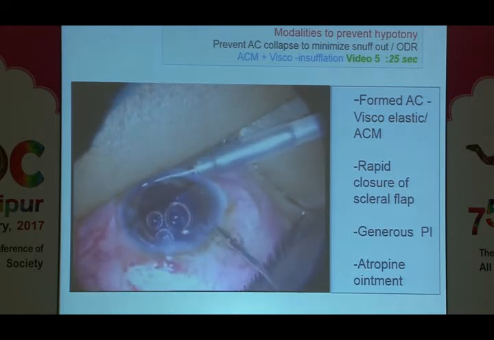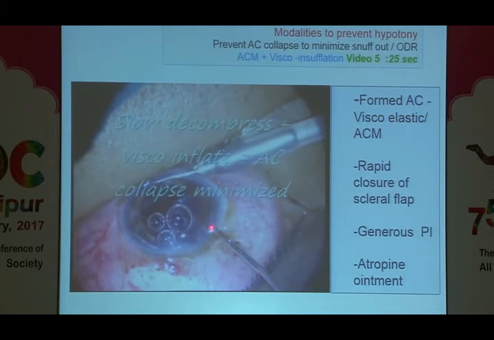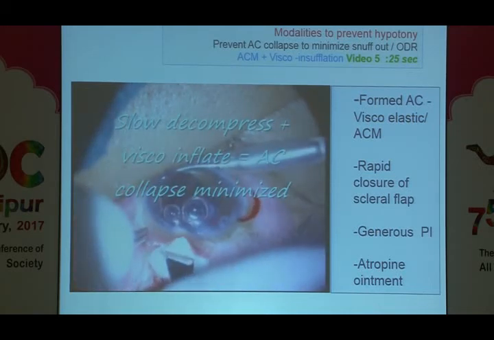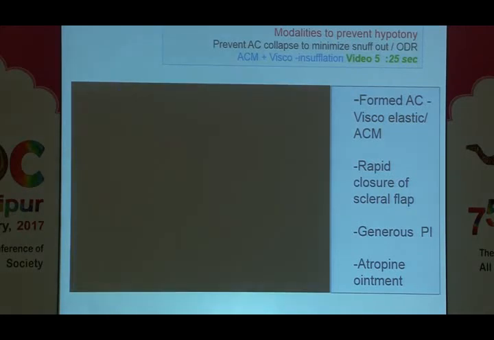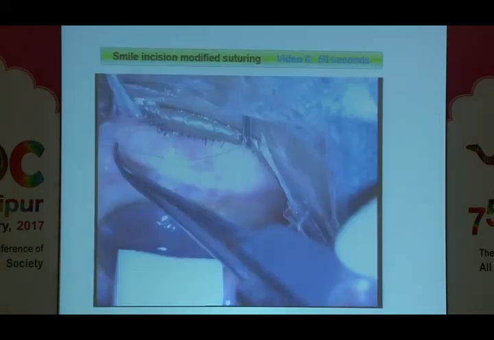And incidentally, I always use viscoelastic when I do that. Have you seen? I just do the visco insufflation with methylcellulose, not Healon at all. And this just remains there and keeps the AC formed. And later on, when you're doing the keratectomy and the PI, it just comes out. So the AC maintainer is another option which you can think of if you want to prevent hypotony on the table.